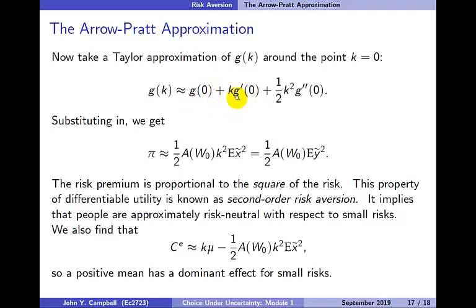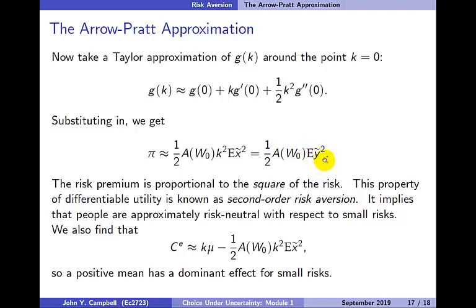So we're just going to get the risk premium pi, or equivalently G of k, is 1/2 absolute risk aversion times k squared times the mean of x squared. But of course, k squared times the mean of x squared is just the mean of y squared, the mean of the scaled risk that we face. So we learn that the risk premium is proportional to the square of the risk.